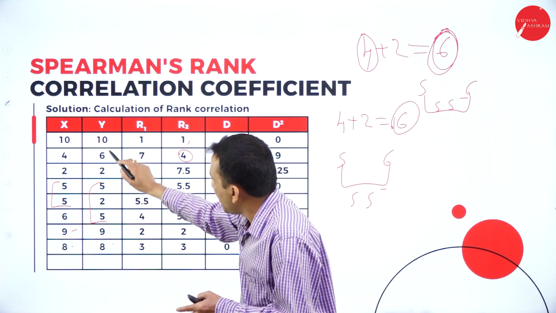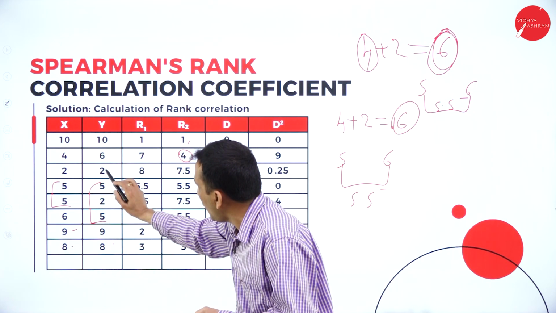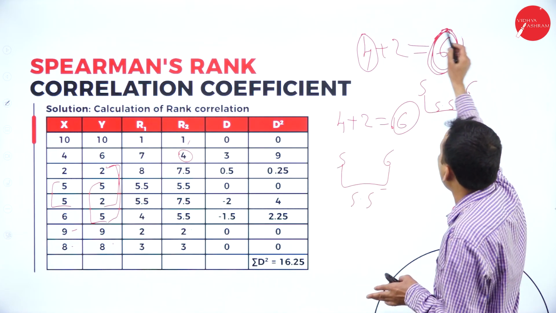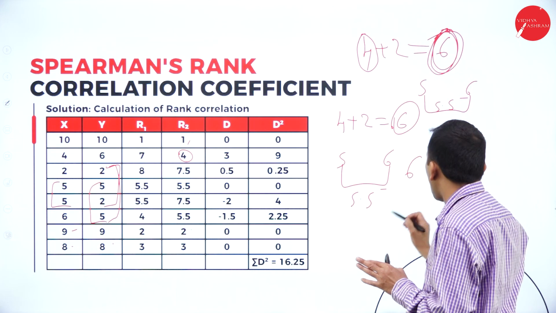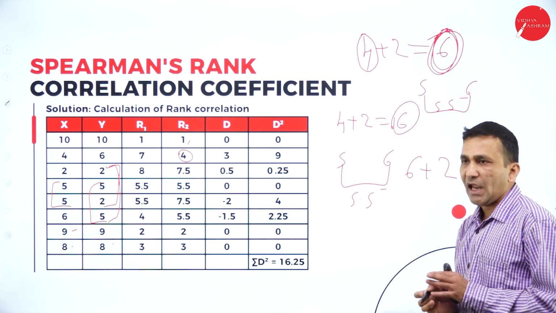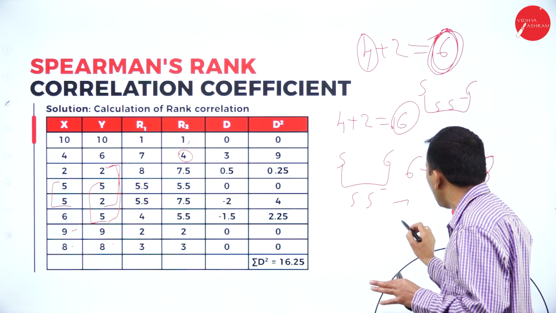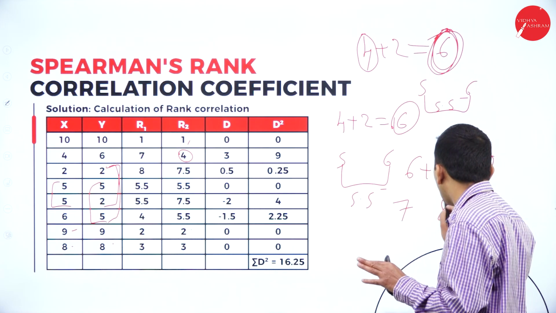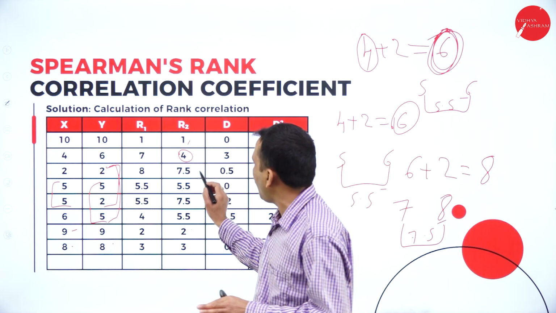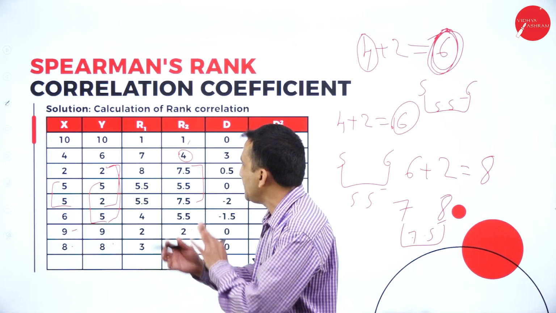Now after 5 there is no 4, after 4 there is no 3. Now 2 is repeated 2 times. The 6th rank is already completed. 2 more ranks I want to add, so the ending rank is 8. Now the 7th rank and the 8th rank are left, so equally we are assigning 7.5. So that's what we assigned, 7.5, 7.5. After that there is no 8, the items are completed.